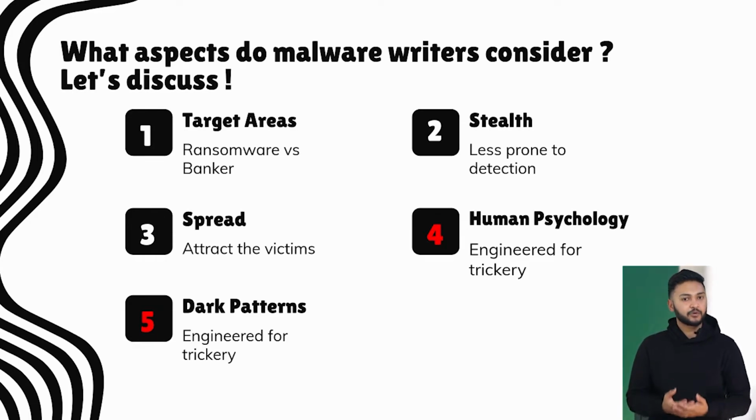For instance, an Android banker would target credit card details or banking credentials. But the target area for a ransomware would be something like files present on the system. So based on the type of malware you are creating, the target area would be different. You might think of making the malware stealthy, so that when the malware infects the victim, antivirus or anti-malware solutions do not catch it, or the malware is able to evade firewalls present on the network.